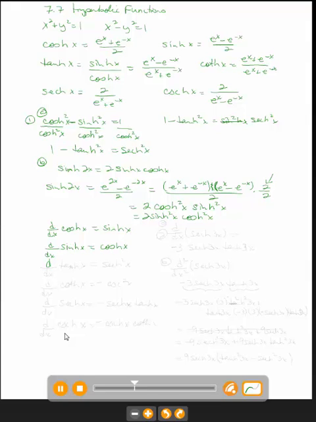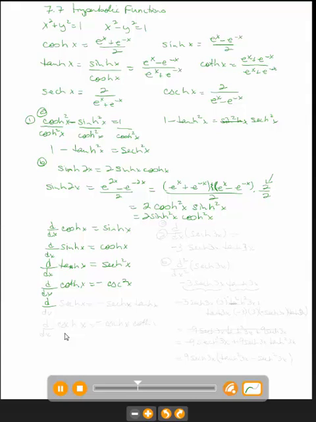So there's no negative involved in these. The derivative of the hyperbolic tangent is what you would think, the hyperbolic secant squared of x. The derivative of the hyperbolic cotangent, and now the negatives do come into play here, is negative hyperbolic cosecant squared of x.